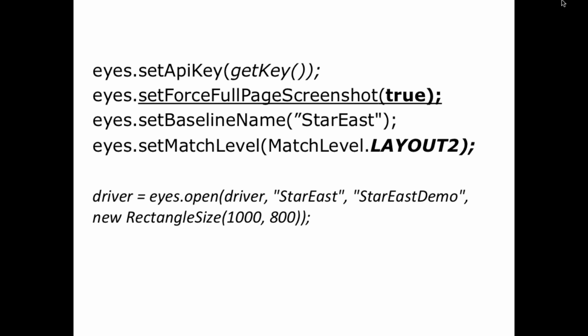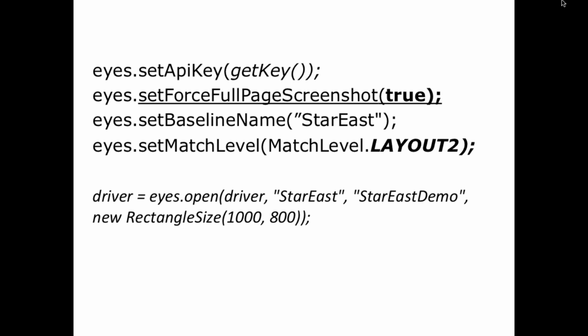All right. So once you have the screenshot set to true, then I'm just setting a baseline name. So I'm just calling it this was the name of the test. And then I'm just setting a match level. What's cool about Applitools is they give you 4 or 5 different levels.